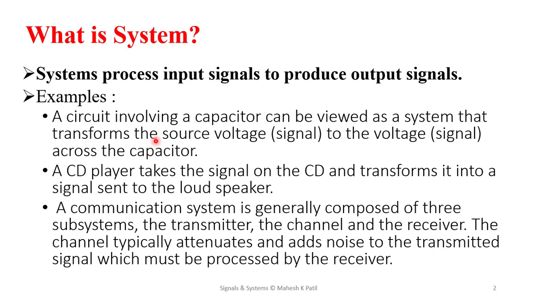Now the next example: consider the CD player. The CD player takes the signal on the CD and transforms it into a signal sent to the loudspeaker. Then the best example of a system is the communication system. A basic communication system consists of three subsystems: first the transmitter, then the channel, and the receiver. The channel typically attenuates and adds noise to the transmitted signal, which must be processed at the receiver end. So the communication system is the best example of a system.